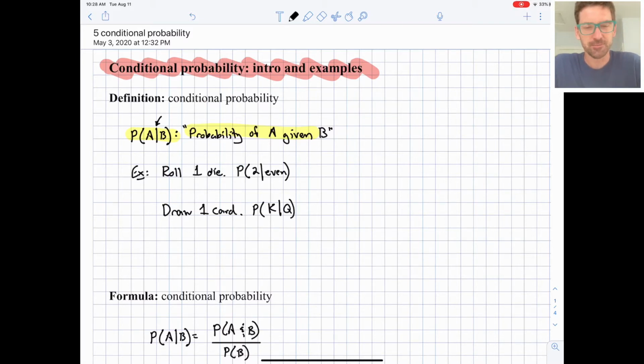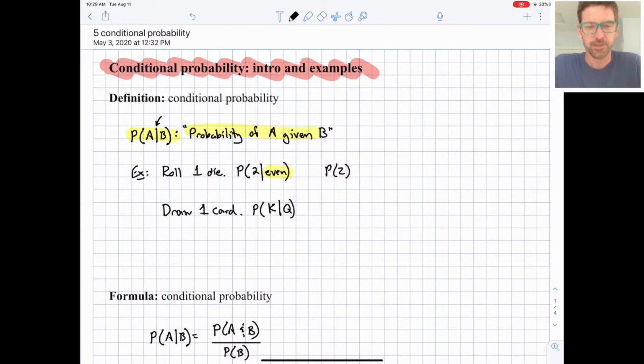So a couple examples. I roll a die, and it's given that it's even. What's the probability of it being a 2? Well, that's going to be different than just the probability of it being 2, right? Once we know that it's even, the chance of it being a 2 increases, even though we've already rolled the die. We're just getting some extra information which helps us adjust our probabilities.